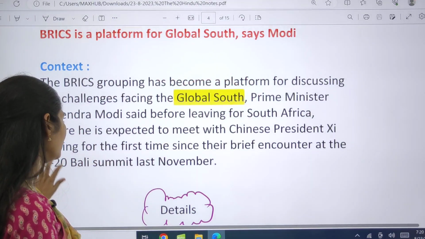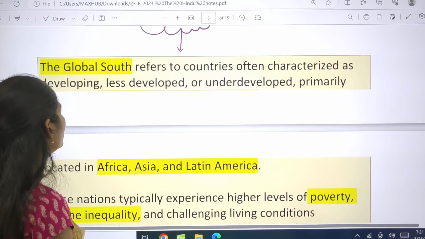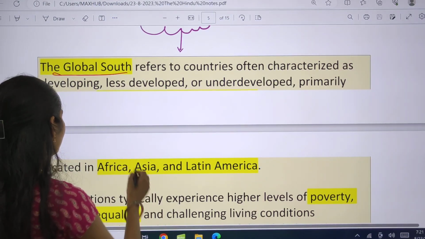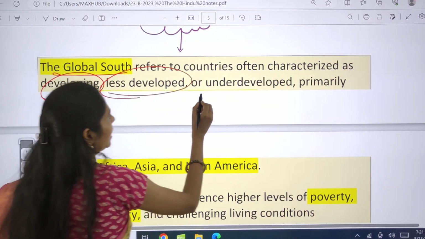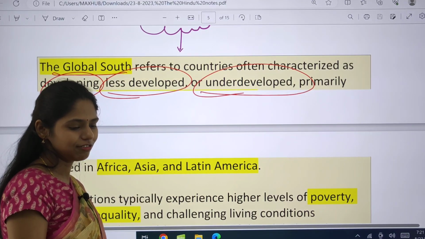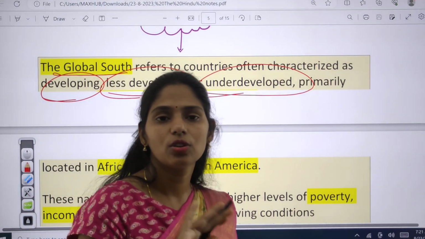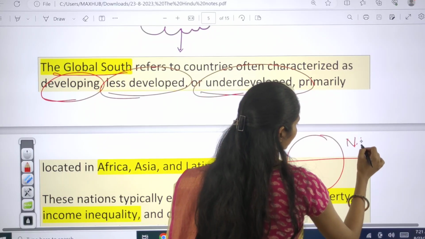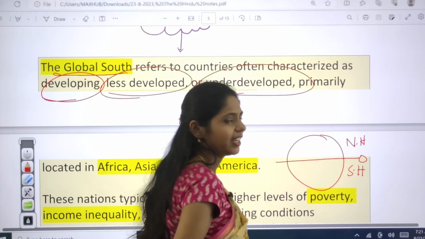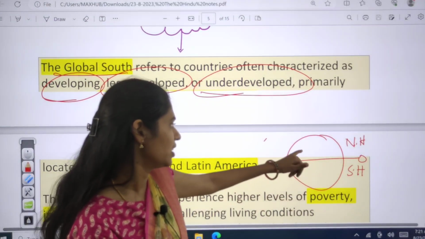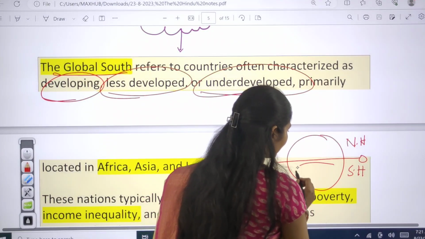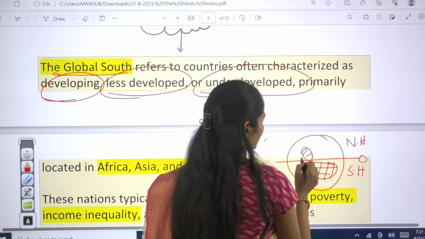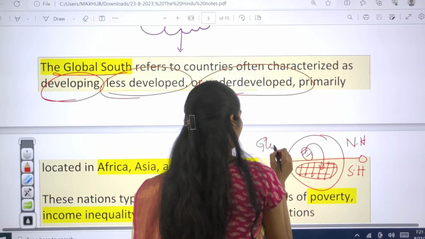So here you have to understand this concept: what is this Global South? Global South is nothing but the less developed and developing countries. Less developed, developing and underdeveloped countries come under the Global South. It is not based on geography. If you say this is a globe, this is the equator, this is the northern hemisphere, this is the southern hemisphere. The equator divides the globe into two parts. Global South is not only the countries present in the southern hemisphere; even Latin America, which is in the northern hemisphere, is part of this Global South.